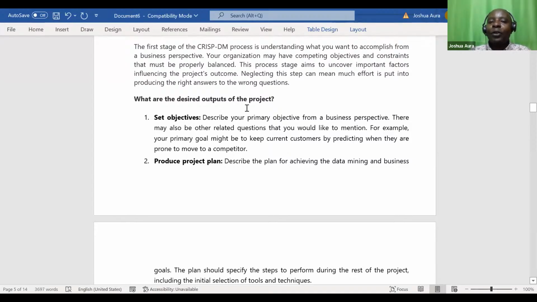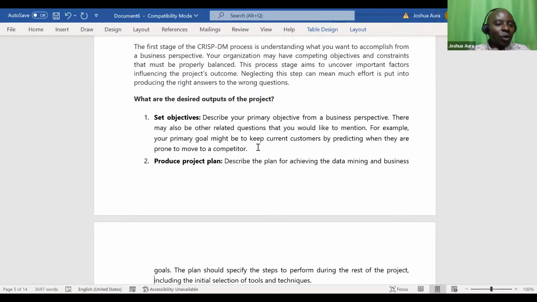What are the desired outputs of the project? We must ask ourselves when we're trying to understand this business. Set objectives. Describe your primary objective from a business's perspective. I would want, in this case here, for example, to analyze data for IBC for purposes of this and this. There may also be other related questions that you would like to mention. For example, your primary goal might be to keep current customers by predicting when they are prone to move to a competitor. Like now, some of you may be moving to a competitor.